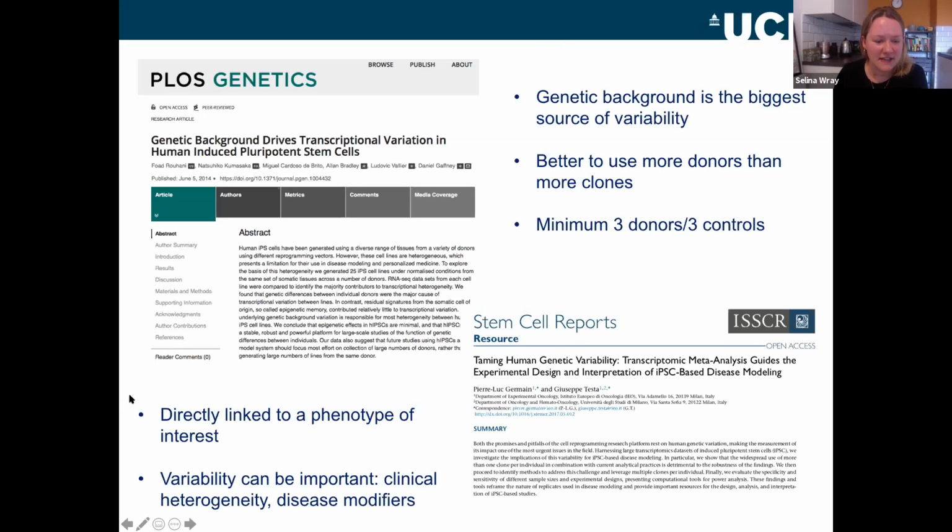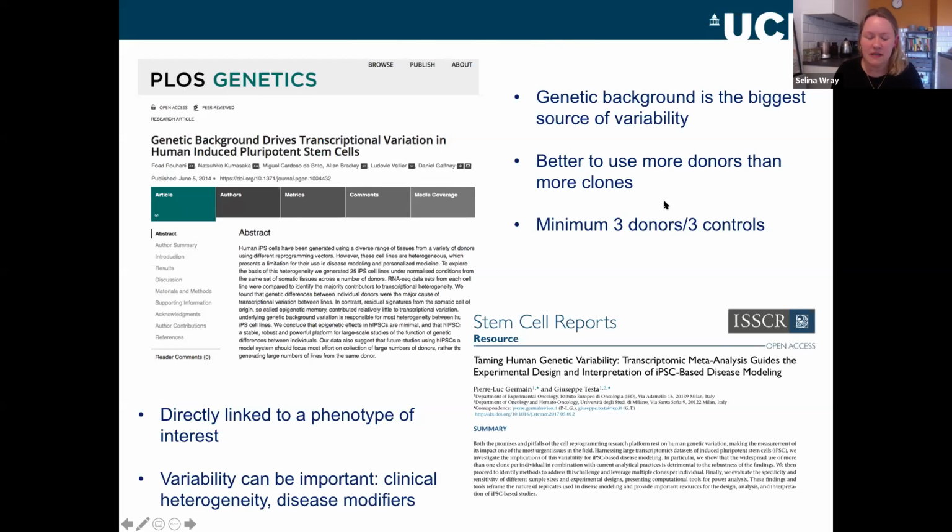I've highlighted here 2 of my papers that have really influenced our thinking. And I know that Joe, who's organised this, has direct links to the papers that he will put alongside the recording. What they show in these papers is that, first of all, the genetic background is the biggest source of variability. But also, when we think about whether we need more participants or more clones per participant, they really show it's better to use as many patients as possible.